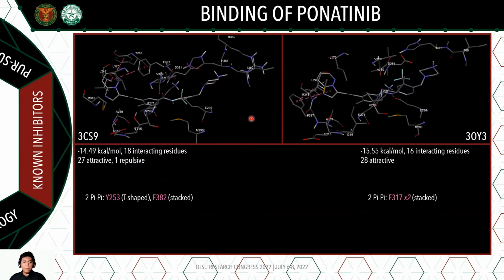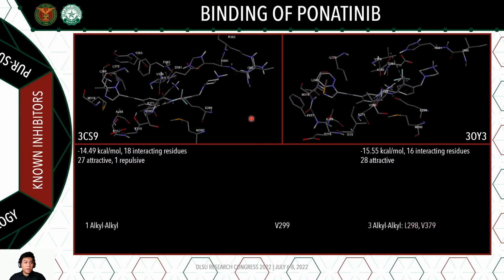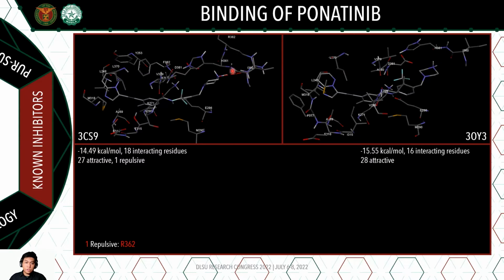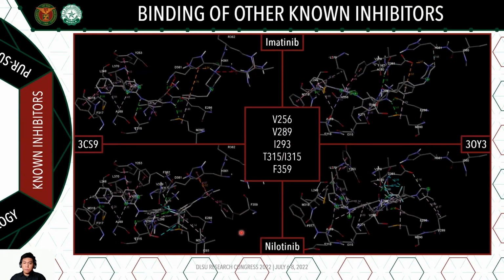There are also some pi-pi interactions, pi-sigma, pi-alkyl, alkyl-alkyl, halogen interactions, and lastly, a repulsive interaction that was only observed in the 3CS9 model between the positive guanidino group of R362 and the positive piperazine. For imatinib and nilotinib, we found 5 additional interacting residues that were not previously observed in the binding of ponatinib.